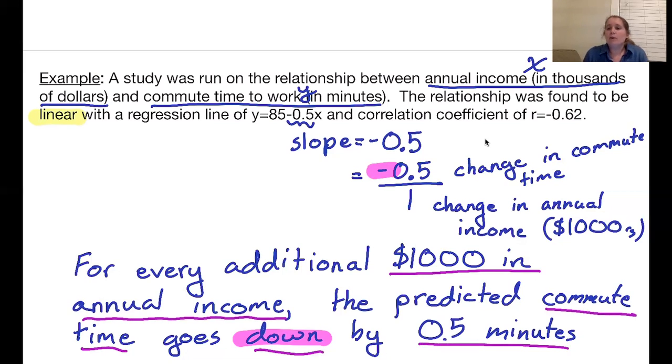So this is how we go about interpreting the slope. Unlike the y-intercept, the slope we can always interpret because the slope is just between any 2 points on the line. So we can always interpret it where our data is. All right, that's interpreting the slope.